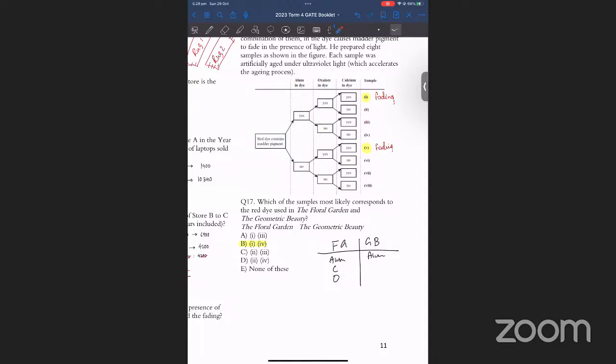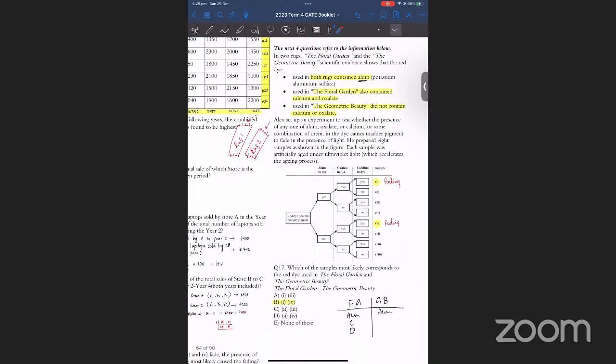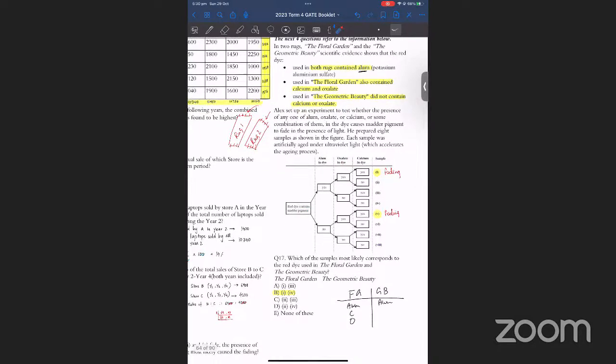How do you know that there's no oxalate or no calcium in the Geometric Beauty? I'll give you a hint. It's the first step we do when we do these questions. And it's in yellow. I'll give you another hint. Do you get it? Yeah. There you go. So that's how we know.